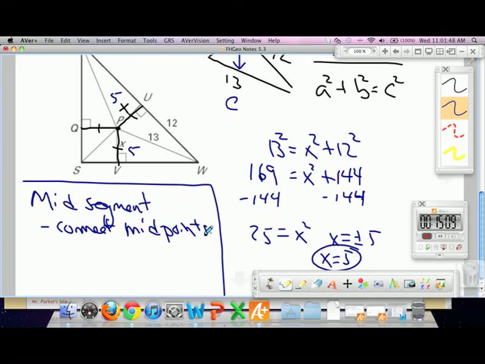Then we had the perpendicular bisectors, and said that any point on a perpendicular bisector is equidistant from the endpoints. And then today we had angle bisectors, which are any point on an angle bisector is equidistant to the sides. Okay, those are the three things.